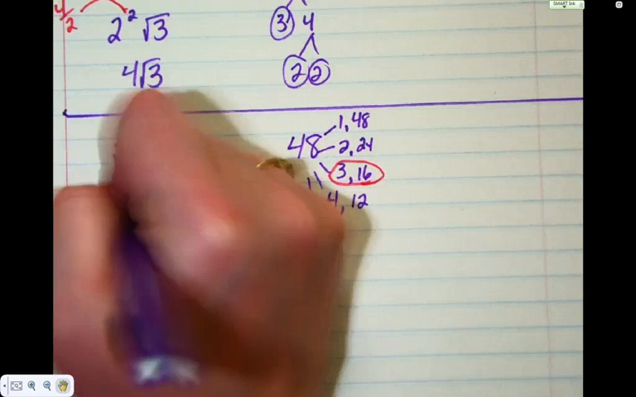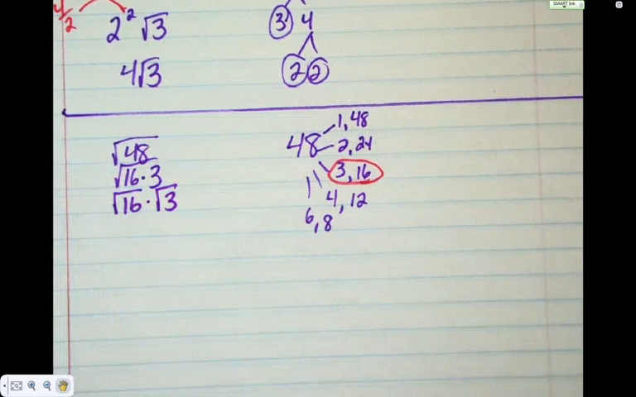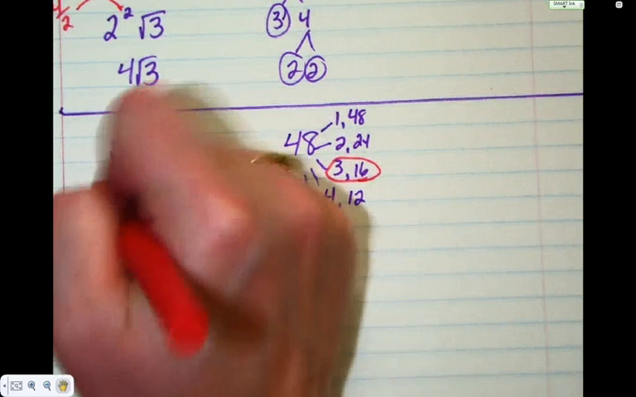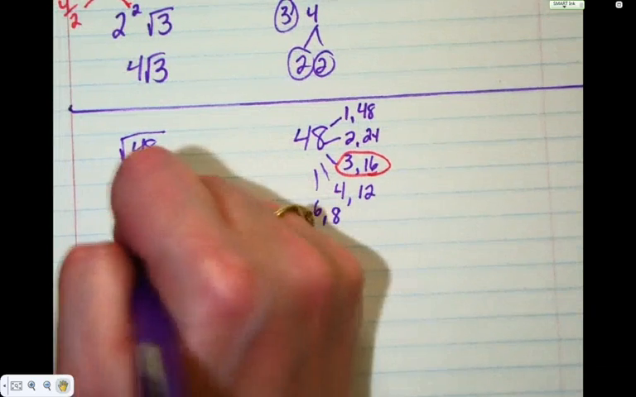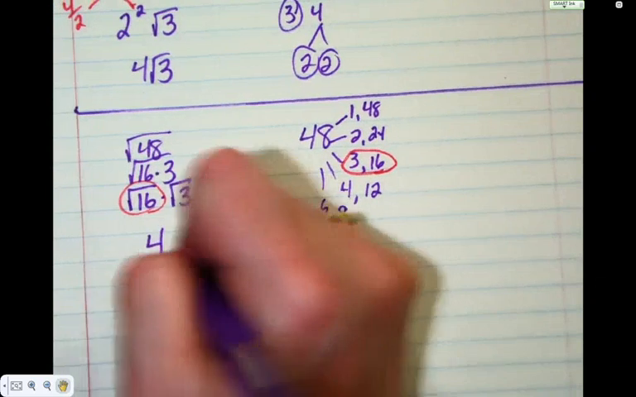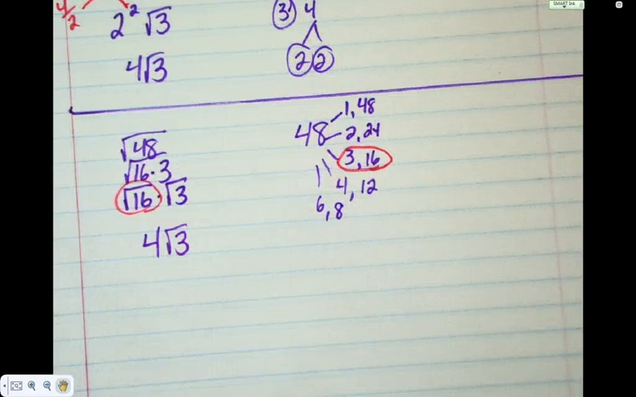So I'm just going to split this into root 16 times root of 3, because that's the multiplication property of radicals. This one is a perfect square, so I can just evaluate it. What's the square root of 16? 4. And I'm just going to leave the piece that I can't evaluate, root 3.